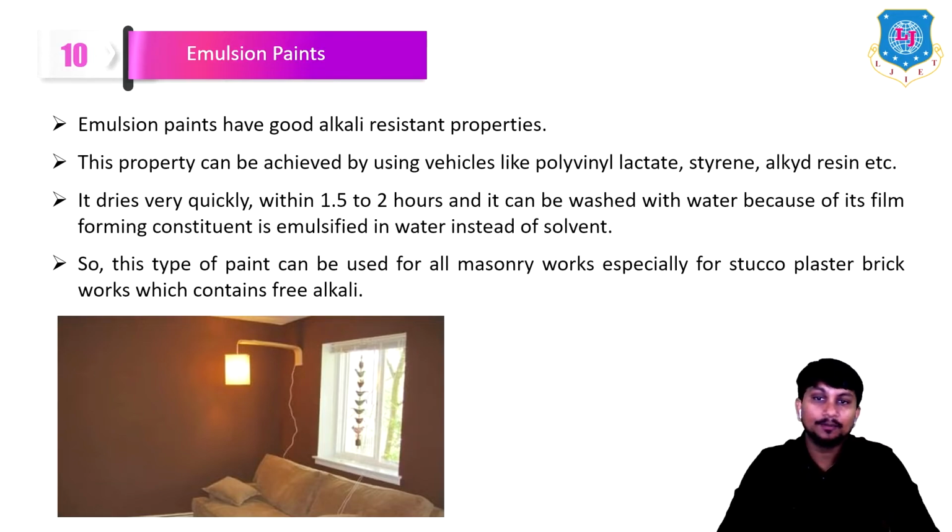So this type of paint can be used for all masonry works, especially for stucco plaster and brickwork, which contain free alkali. This is how emulsion paints look like. It is basically used nowadays in a number of buildings.